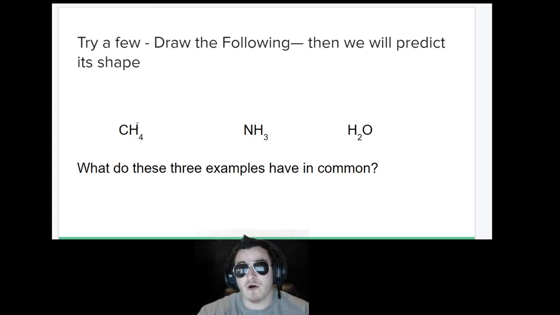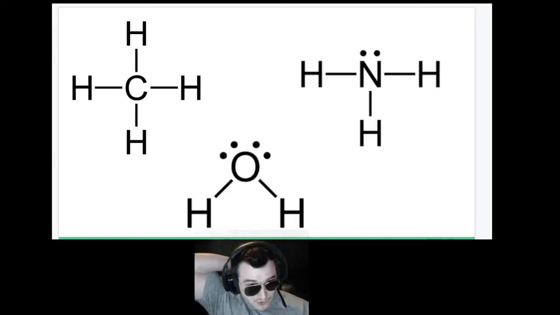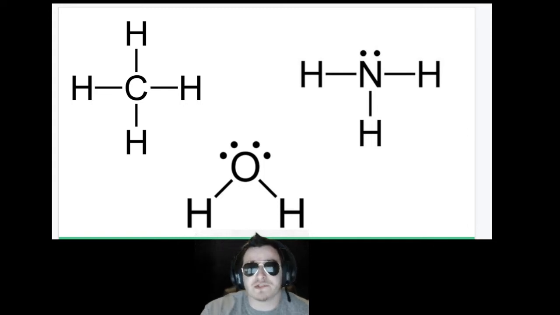So feel free to pause right now as we draw CH4, NH3, and H2O. And then the question is, what do these 3 examples have in common? So on the next slide, we have our final drawing of these molecules. Here's our CH4, here's our NH3, and here's our H2O. Now let's see what they have in common.